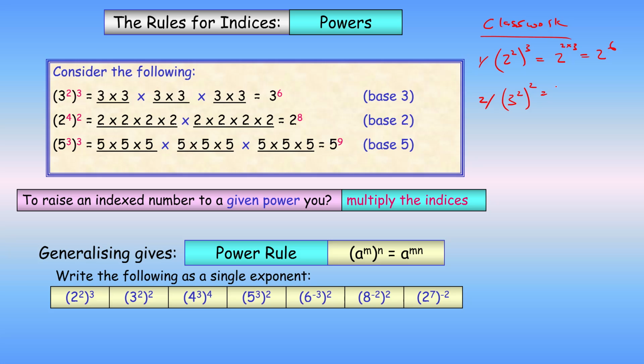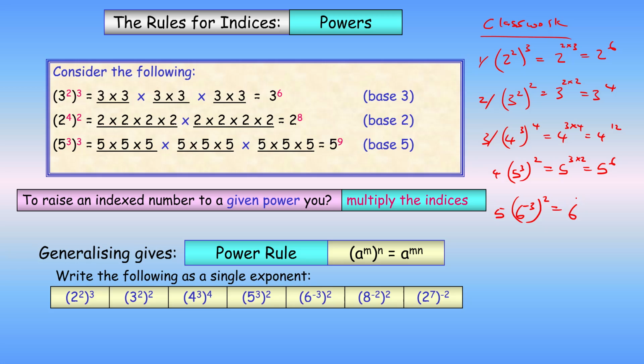Okay, so if we look at 3 squared, squared, it's 3 to the power of 2 times 2, equals 3 to the power of 4. Number 3, 4 cubed, times 4 gives us 4 to the power of 3 times 4, or 4 to the power of 12. Number 4 is 5 cubed, squared. So it's going to be 5 to the power of 3 times 2, which is 5 to the power of 6. Number 5, ooh, interesting. 6 to the power of minus 3, squared. So that's going to be 6 to the power of minus 3 times 2, which is 6 to the power of minus 6.